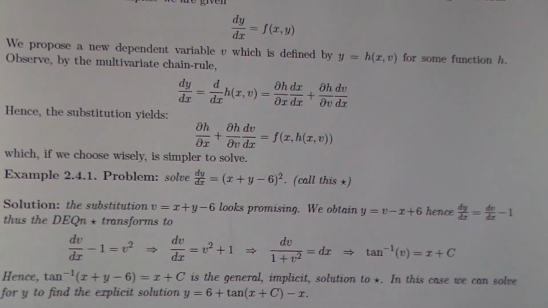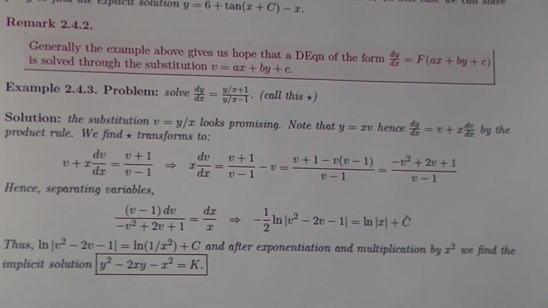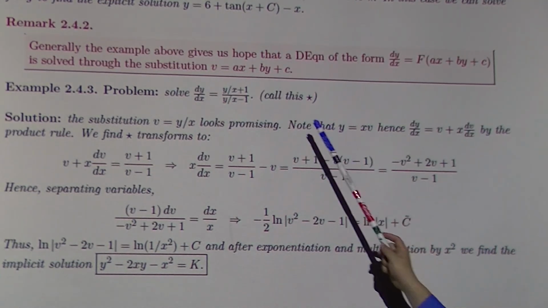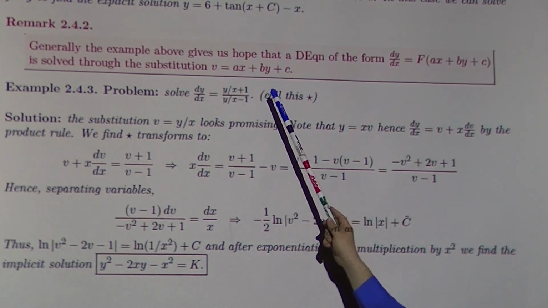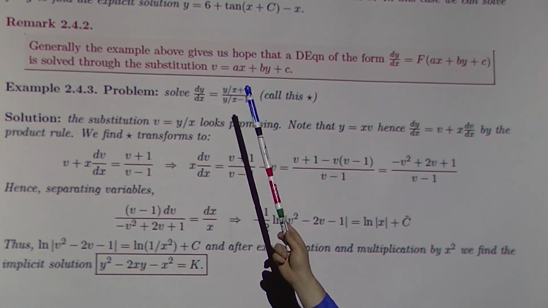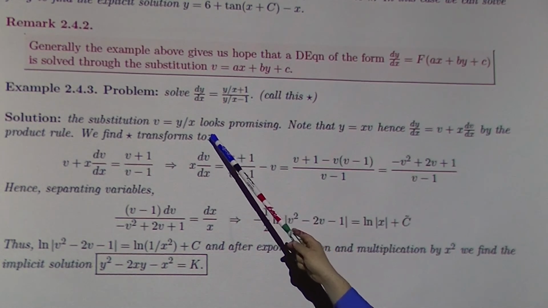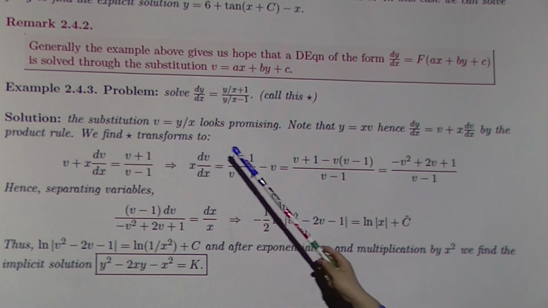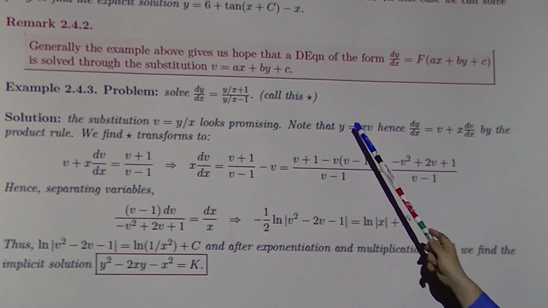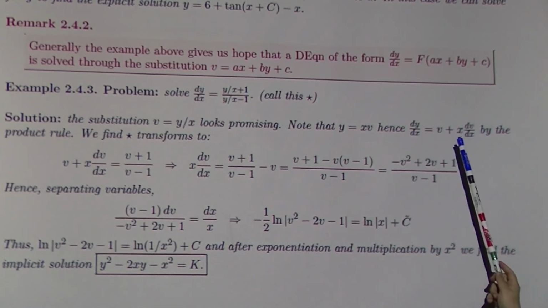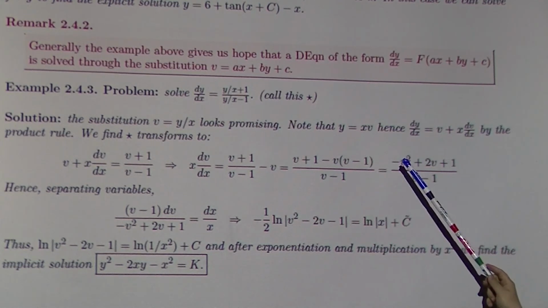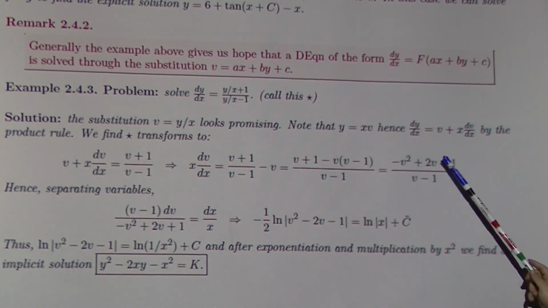I just want to show you a substitution or two. Here's a pretty standard one. I have dy/dx equals (y/x plus 1) over (y/x minus 1). So you see I've got this y over x term, so a natural thing is to make the substitution v equals y over x. When you do that, you have to be careful, because that tells you y is equal to xv. So when you differentiate, you get dy/dx is v plus x dv/dx. You have to put that in whenever you've got a y prime. Then you do some algebra.